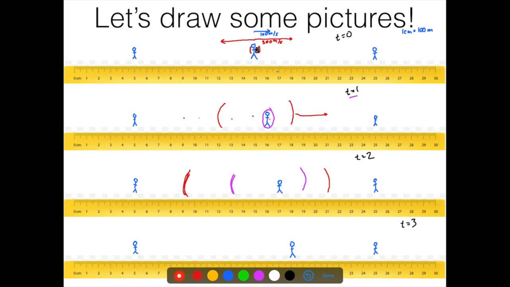The red one's going to move 3 to the right. 1, 2, 3. So the red one's going to be to the right at 24 now. The one over here on the left, which is at 9, is going to be 1, 2, 3. So that one's going to be at 6. That wavefront is moving to the right. Okay, now we've got this wavefront, the purple one, which is still moving at 300 meters a second.